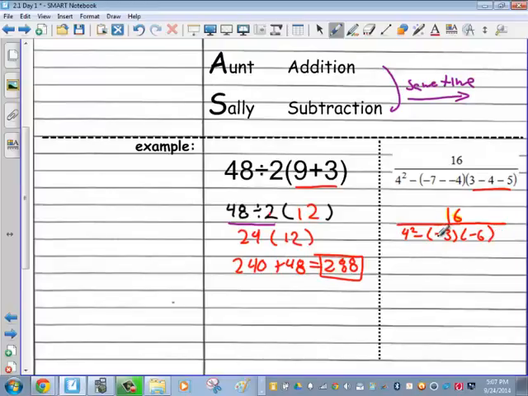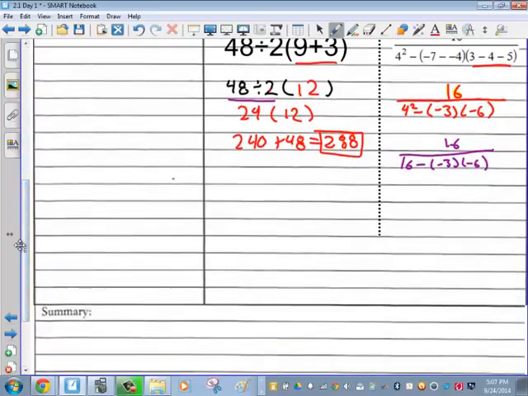Please, the parentheses, there's nothing left to do in them. We're just multiplying these two things. So now I'm going to do the exponents. So I got 16 still on top, and then here I got 4 squared as my exponent, so I got 16 minus -3 times -6. Okay, now that this is done, now I got to start thinking about multiplication. The only thing that's being multiplied is right here, so I got 16 over 16 minus -3 times -6 is 18. Okay, so now I can do maybe the subtraction.